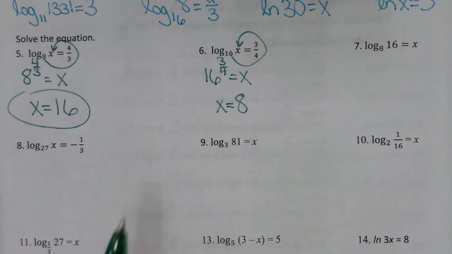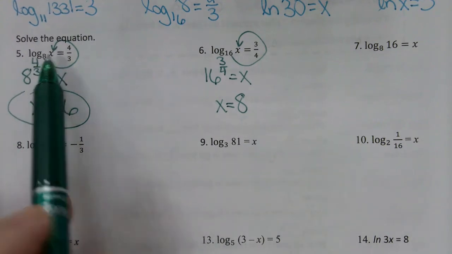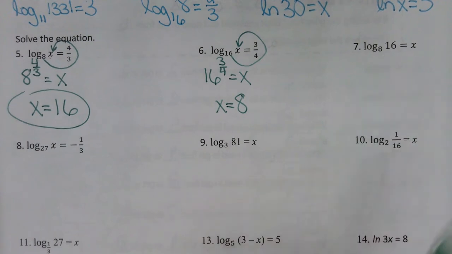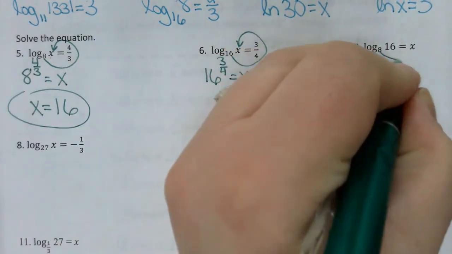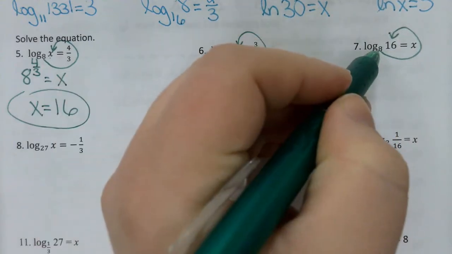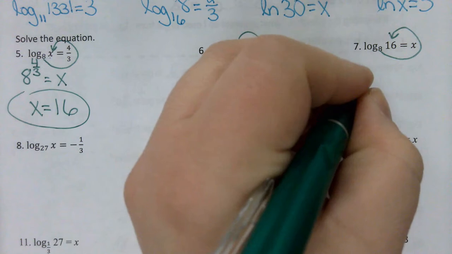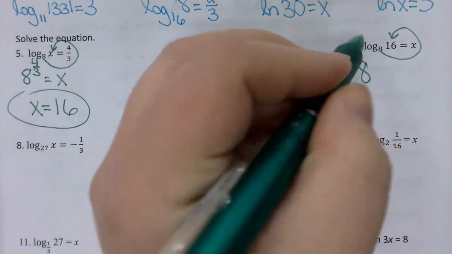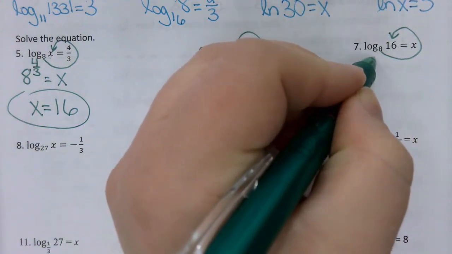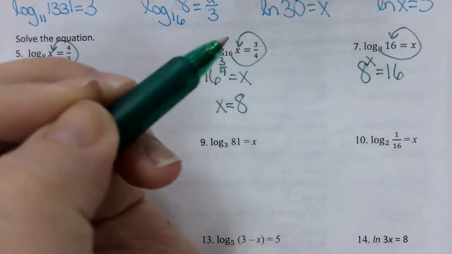So that was really easy when what we were looking for was the number we're trying to get to. But occasionally we're going to have to figure out the exponent. So we're going to switch to exponential form because we might not know off the top of our head what exponent would get us from 8 to 16. But switching it to exponential form gives us other options. Log base 8, the exponent is x, and it equals 16.